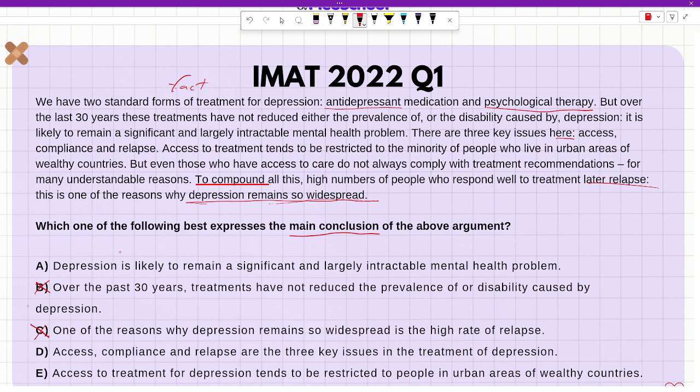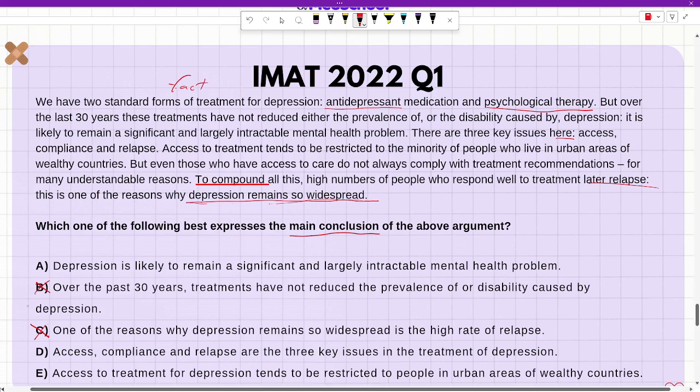Access, compliance, and relapse are the three key issues in the treatment of depression. Although this is also true, it is not the main conclusion, right? The main conclusion comes right after this, right here. He's trying to say that although people are getting treatment, it is not solving the problem, okay?